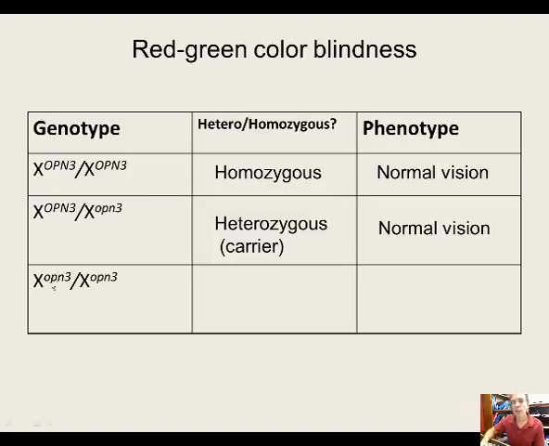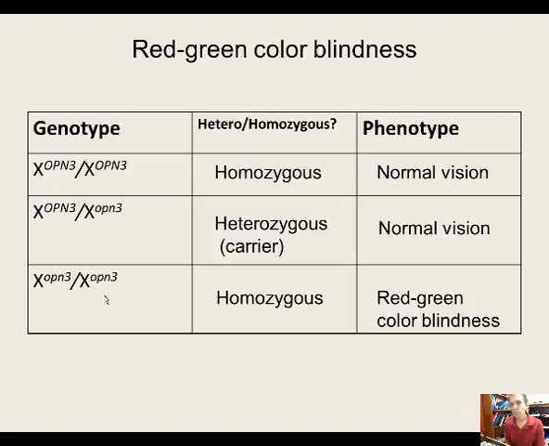However, if a female has 2 red-green colorblind alleles, lowercase OPN3, she is homozygous but will have red-green color blindness. This is very rare though in women because this allele is very infrequent in the population. The frequency of a female having both of those mutant alleles would be the product, multiplying the frequency of that allele times itself in the population. It's a very low number usually.